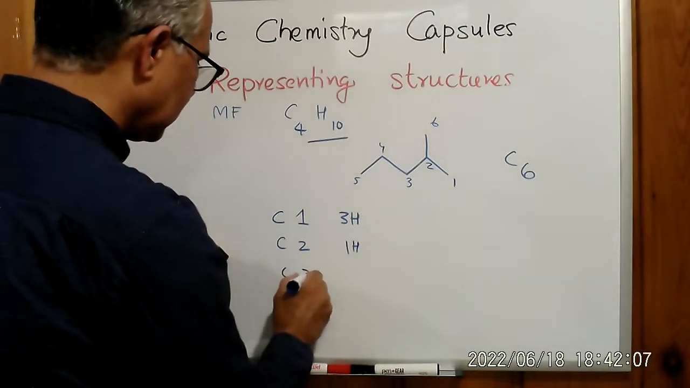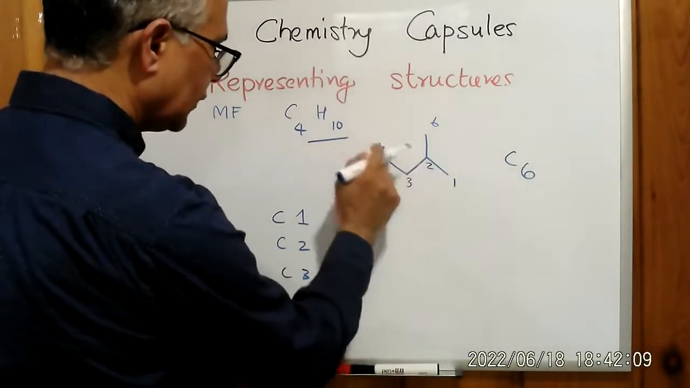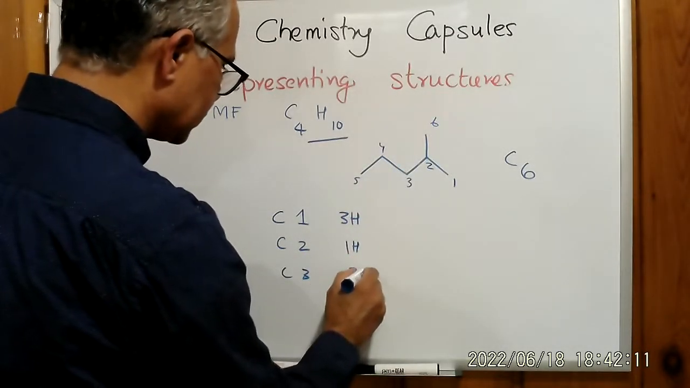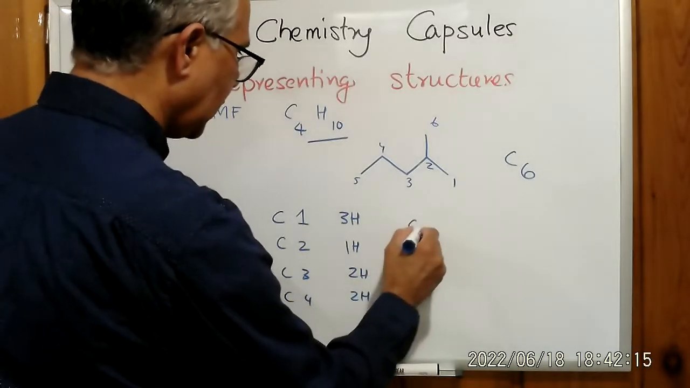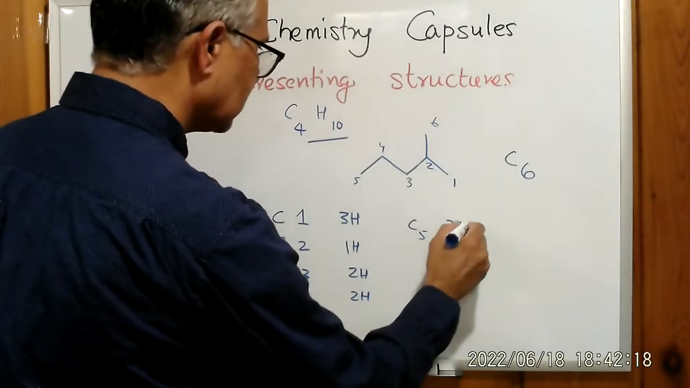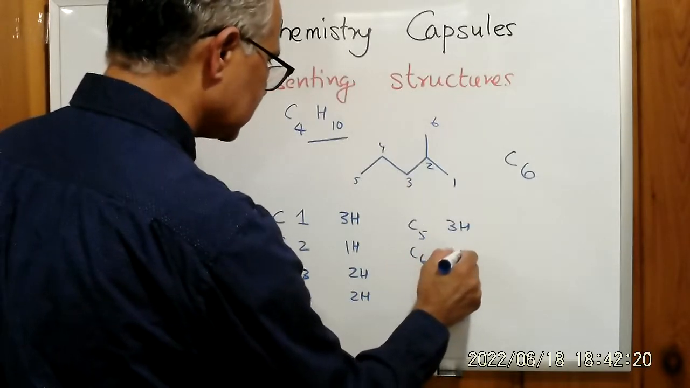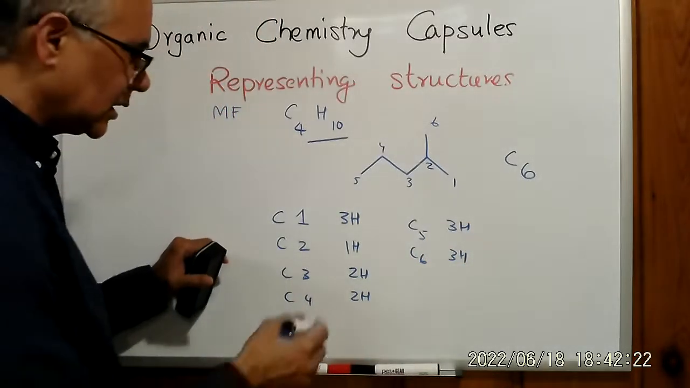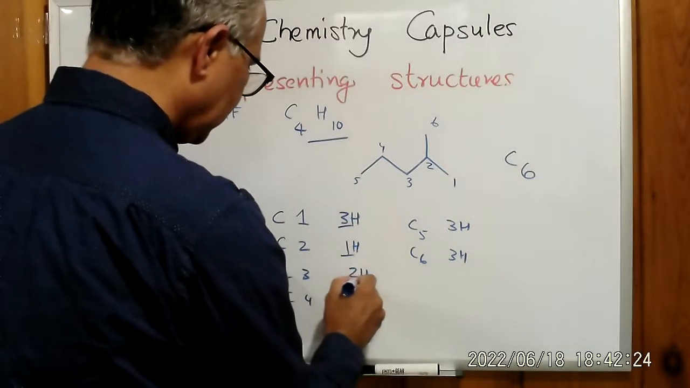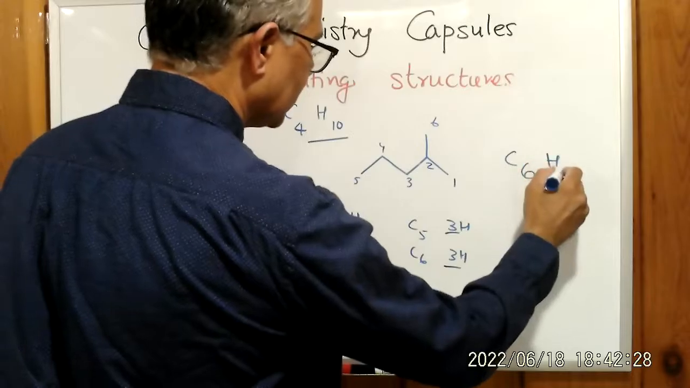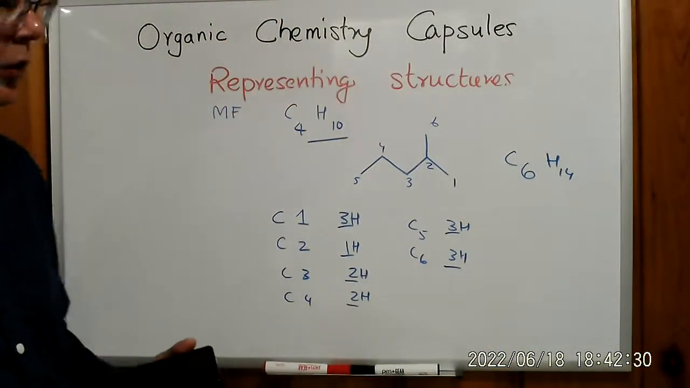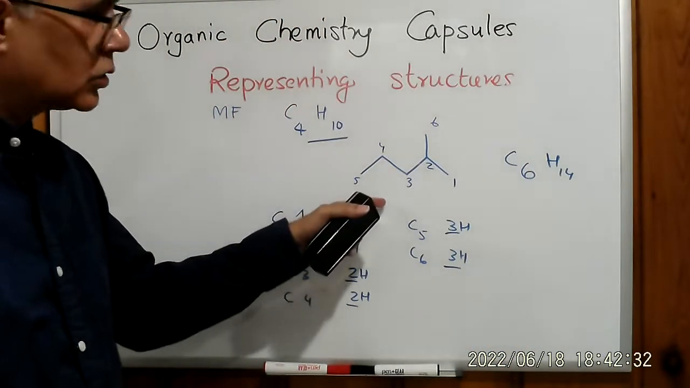Carbon 3 has 2 bonds. So carbon 3 will have 2 hydrogens. Carbon 4, similar. Carbon 5, 3 hydrogens. Carbon 6, 3 hydrogens. So let's add them up. 3, 4, 6, 8, 11, 14. So this is the molecular formula of this condensed structure.